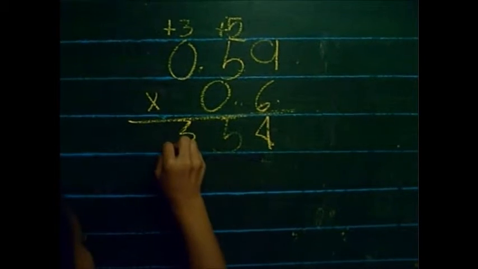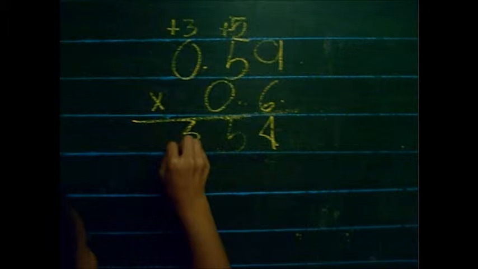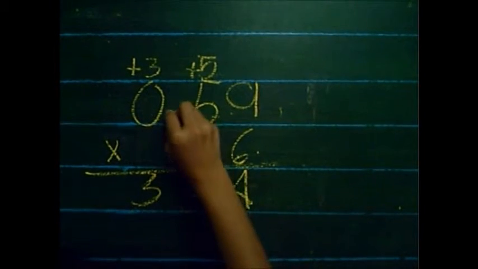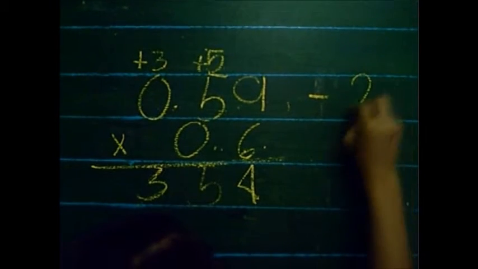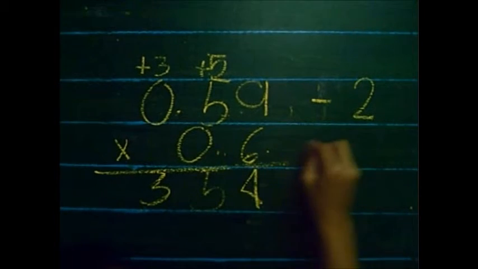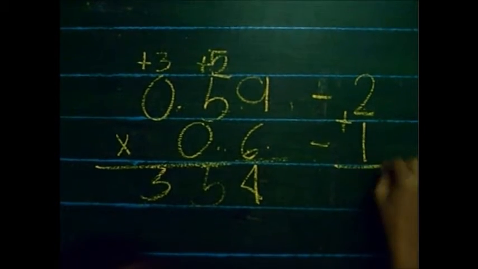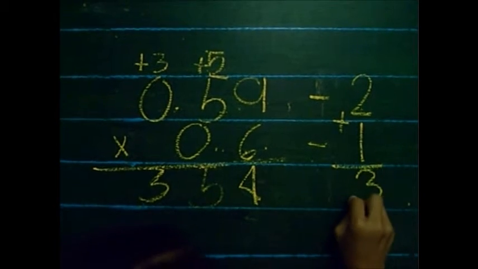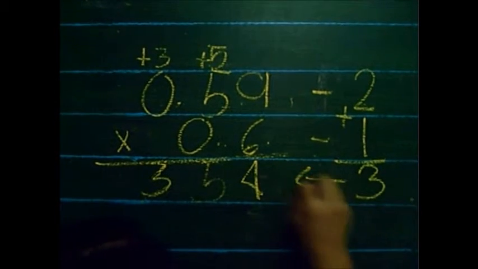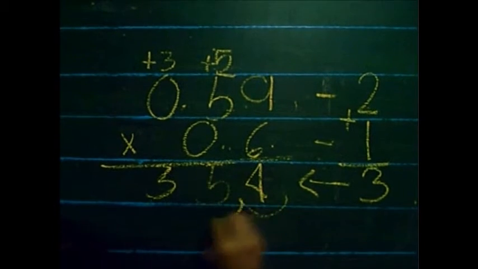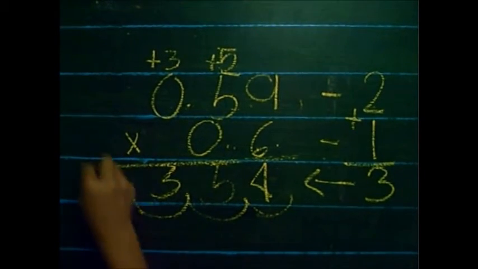The answer is 354. Count the decimal places in the multiplicand. There are 2. In the multiplier, there is 1. 2 plus 1 is equal to 3. So the answer must have 3 decimal places. Move the decimal point 3 places to the left. So the answer is 354 thousandths.